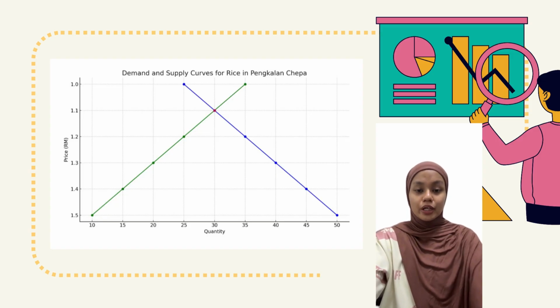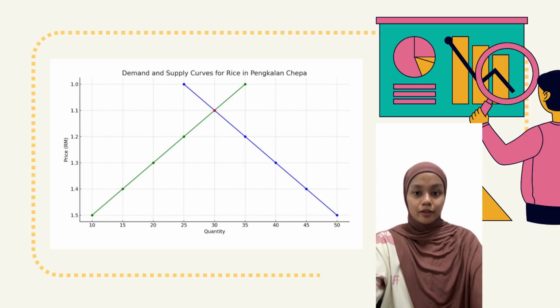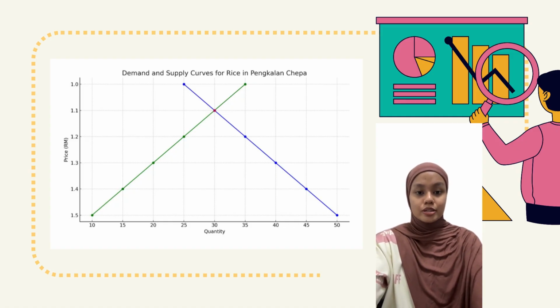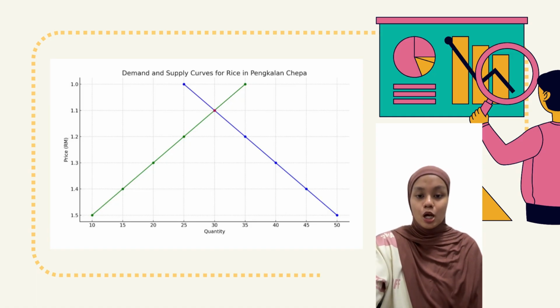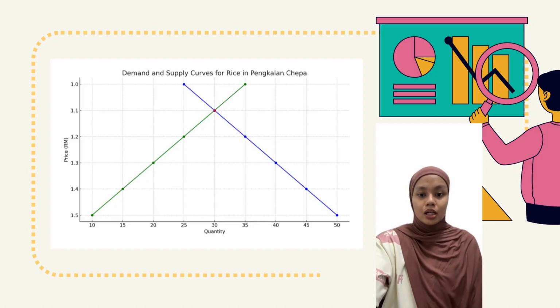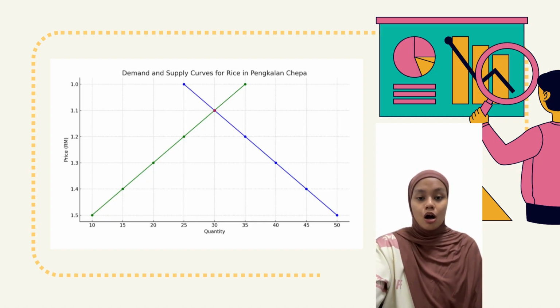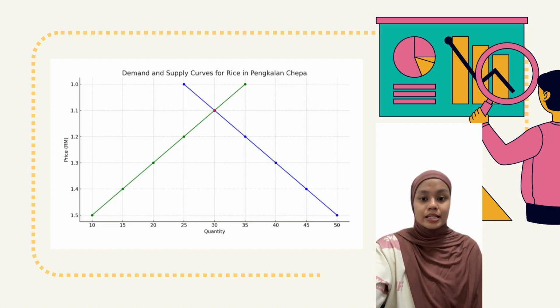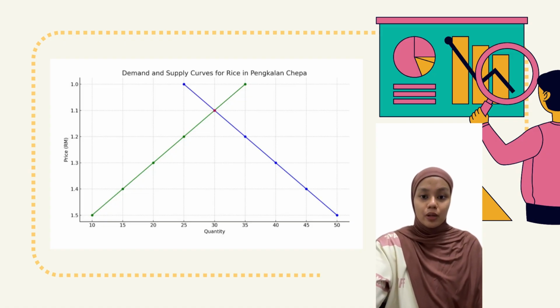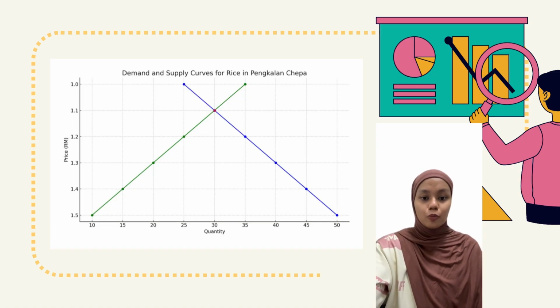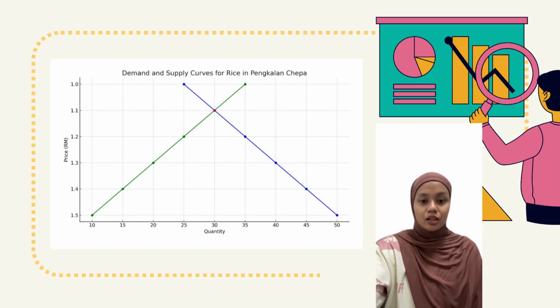Today I would like to explain about this curve. On this slide, we can see the demand and supply curve for rice in Pekalan Cepat. The green line represents the demand curve while the blue line shows the supply curve. As the price decreases, the quantity demanded increases, which is why the demand curve slopes downward. On the other hand, as the price increases, the quantity supplied rises, forming an upward sloping supply curve.